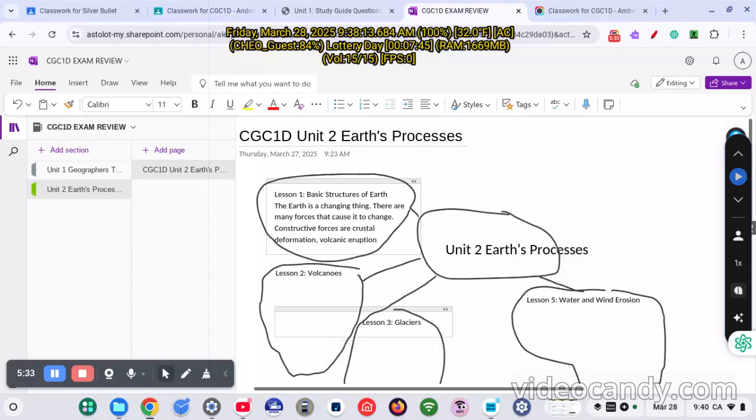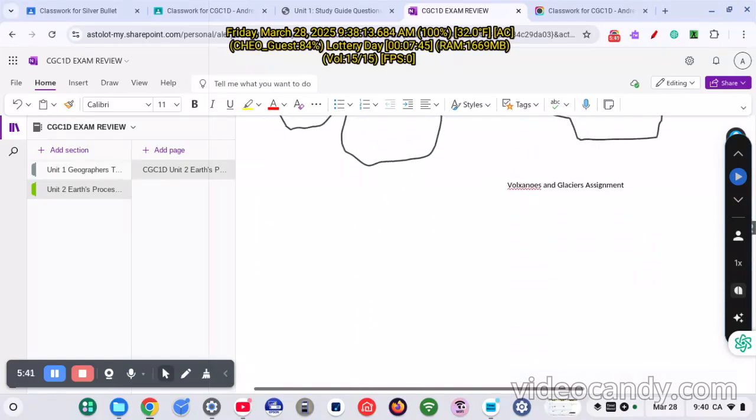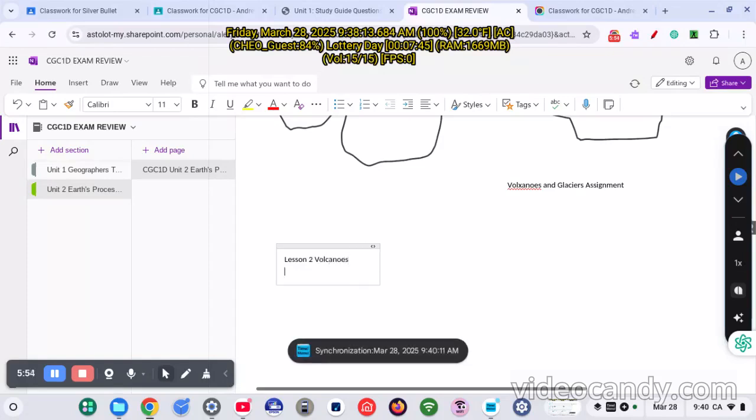And now, funny enough, we did lessons on all of these things. Okay? So I drew an arrow to lesson 2 because volcanoes were listed as a constructive force. So that's your connection. So what are the constructive forces? You think of the lessons that we did. We did volcanoes, we did glaciers. We've talked a little bit about tectonic plates and things like that.